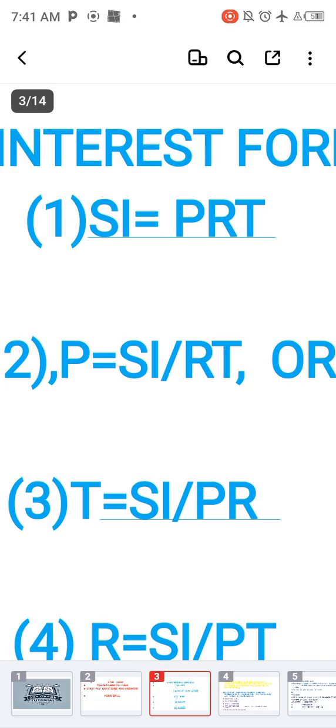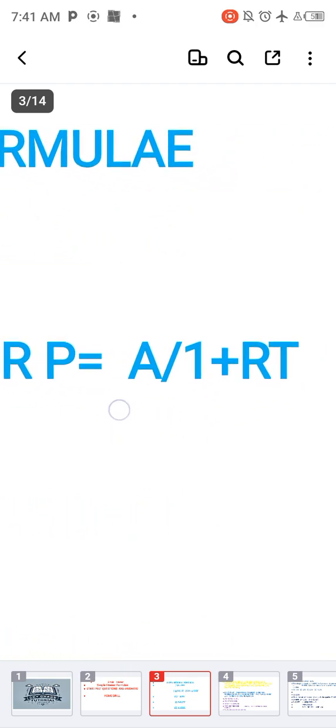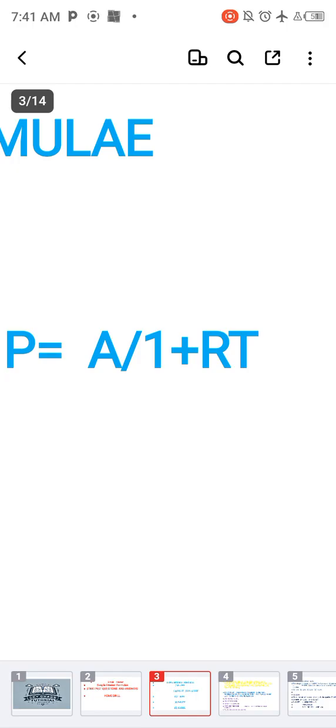But when the simple interest is not given, but the amount is given, then you will not use this formula. You will use the second formula. The second formula is principal is equal to amount over 1 plus rate times time.